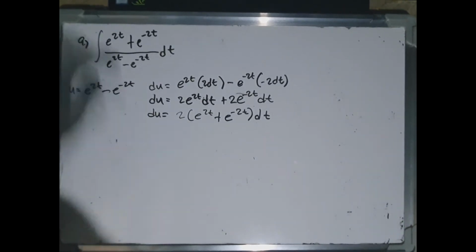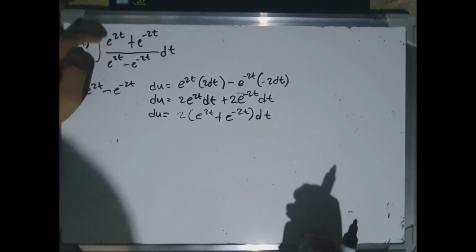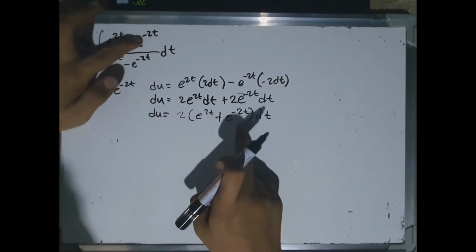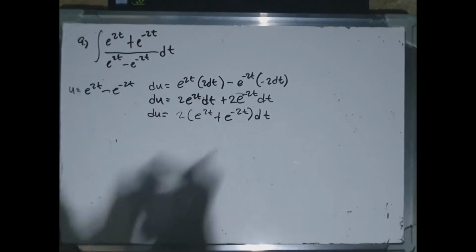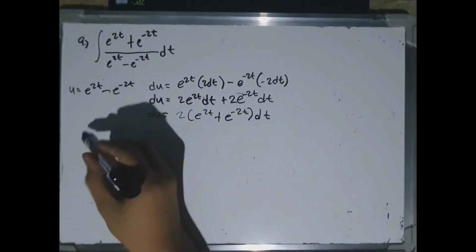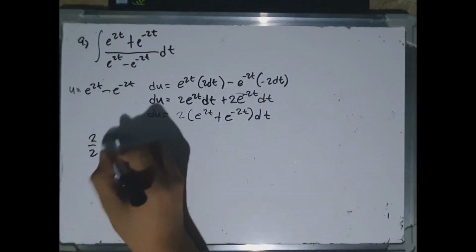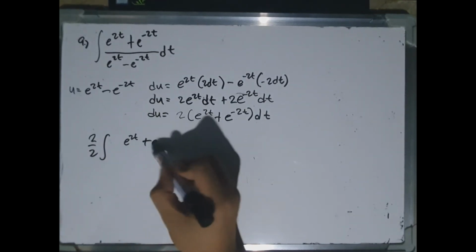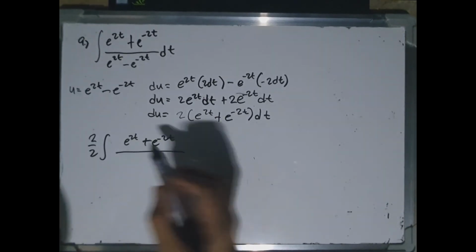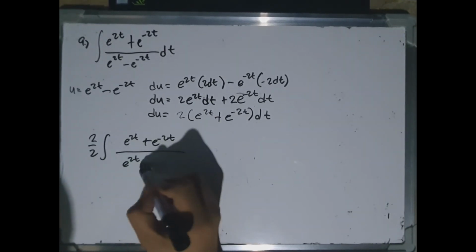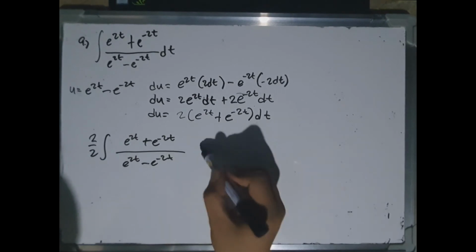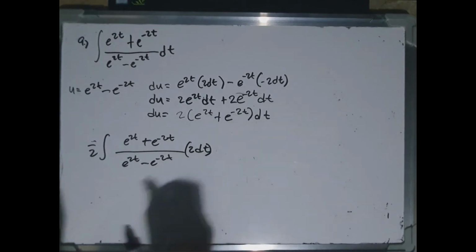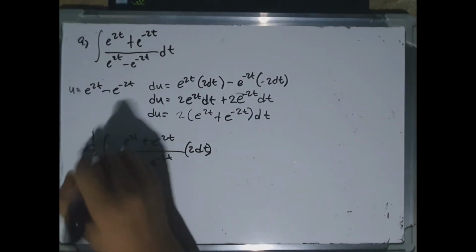If we look at our original integrand, we have e raised to the power of 2t plus e raised to the power of negative 2t dt. We need 2, so we have to multiply 2 over 2, integral of e raised to the power of 2t plus e raised to the power of negative 2t, all over e^2t minus e^negative 2t dt. Writing this 2 inside and replacing it with 1.